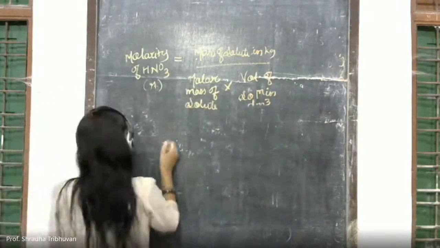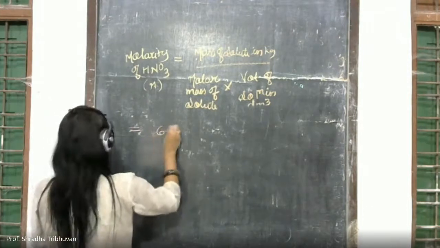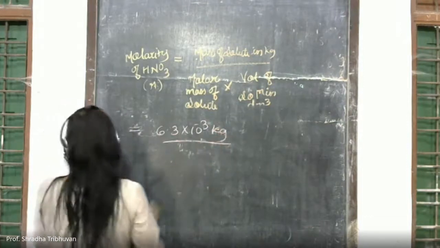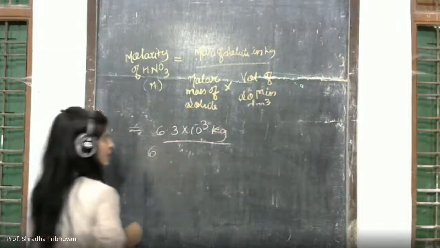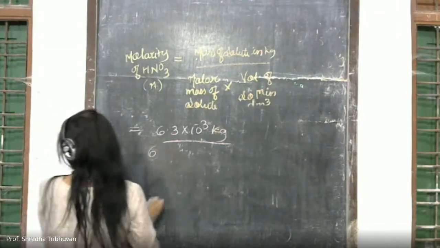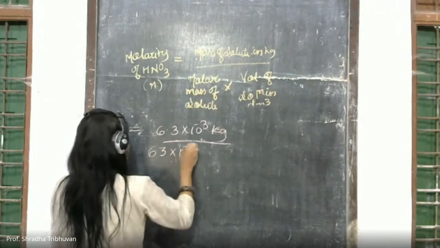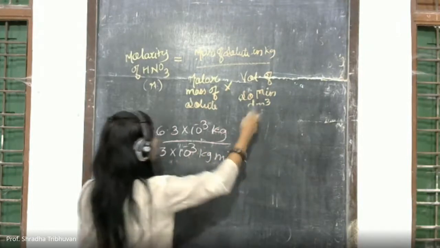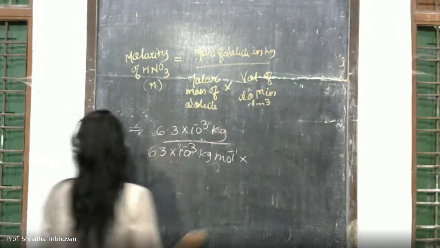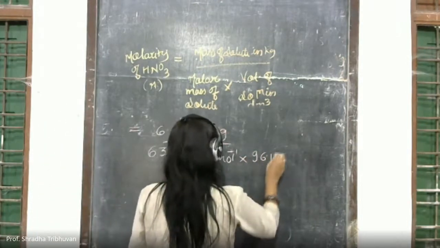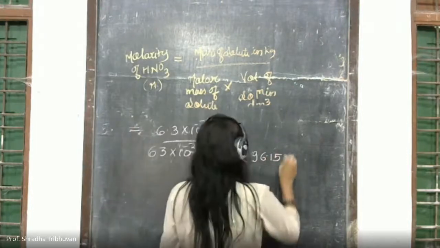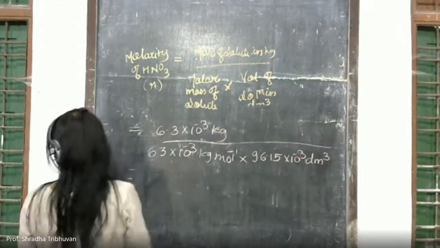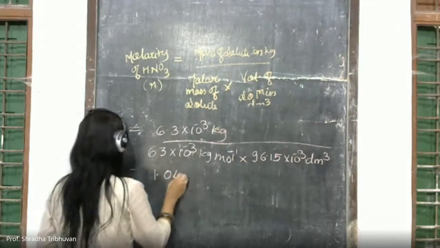So now see, this is equal to 6.3 into 10 raised to minus 3 kg divided by molar mass of solute, which is molar mass of HNO3, nitric acid, which was 63 into 10 raised to minus 3. Okay, so this is kg per mole. And volume of solution just now we calculated, that is 96.15 into 10 raised to minus 3 dm cube. So when you calculate all this, the answer comes out to be 1.04 mole per dm cube.